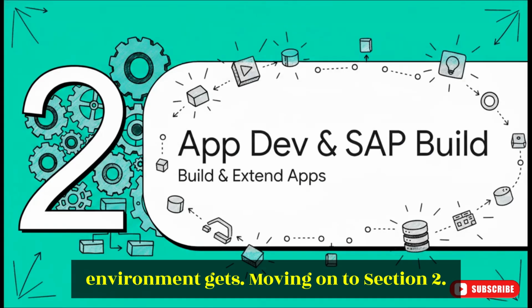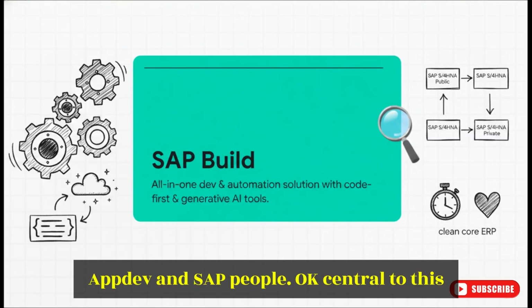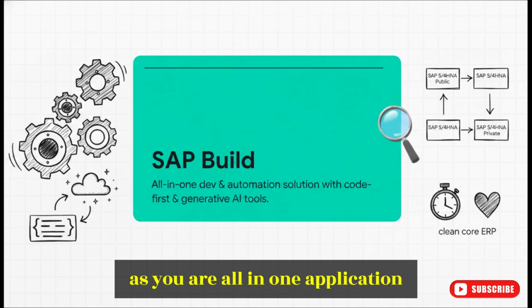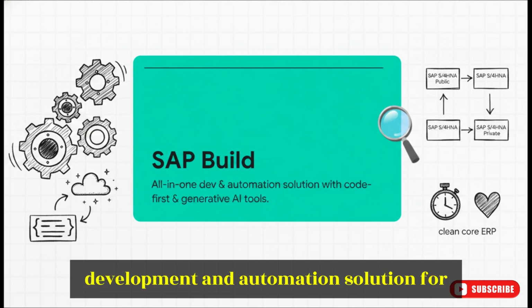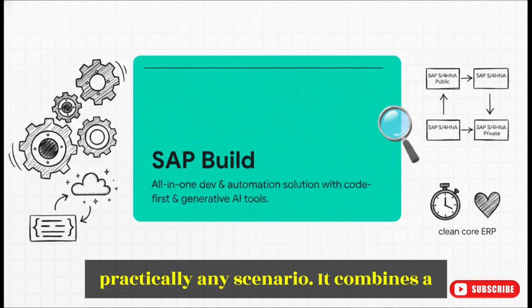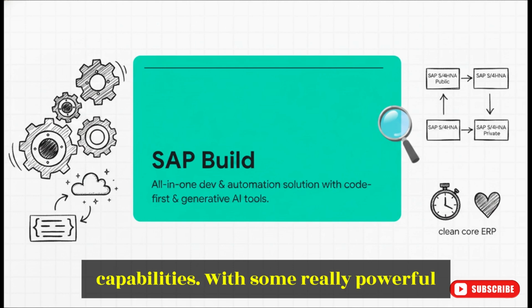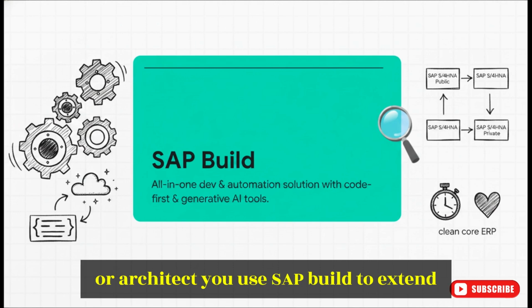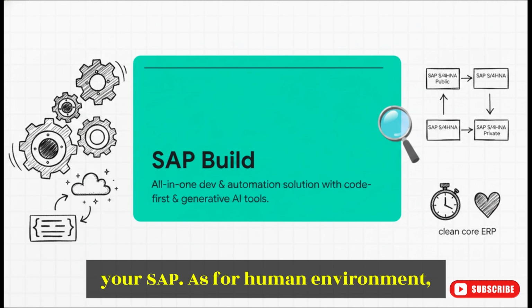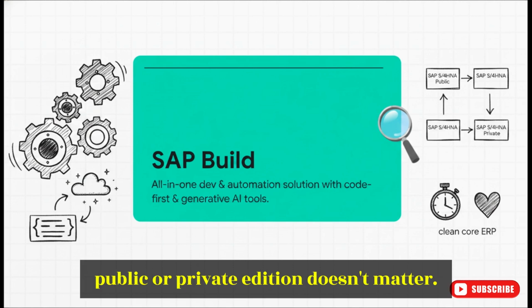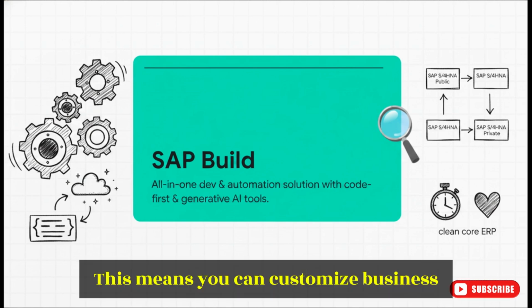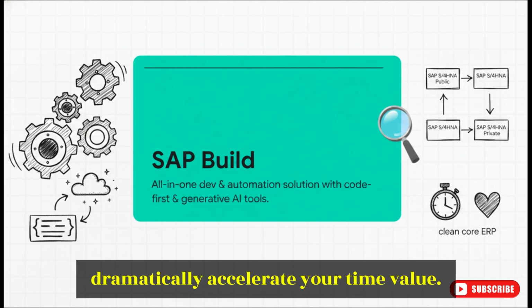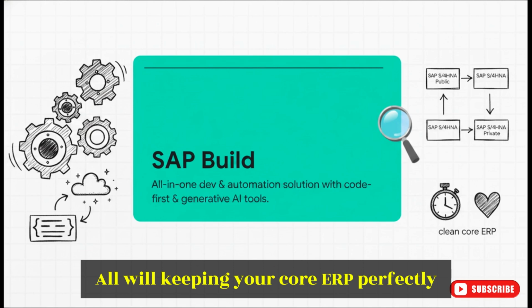Moving on to Section 2, App Dev and SAP Build. Okay, central to this pillar is SAP Build. Think of SAP Build as your all-in-one application development and automation solution for practically any scenario. It combines a comprehensive suite of code-first capabilities with some really powerful generative AI tools. As a developer or architect, you use SAP Build to extend your SAP S/4HANA environment, public or private edition, doesn't matter. This means you can customize business apps and automate complex workflows to dramatically accelerate your time to value, all while keeping your core ERP perfectly clean.